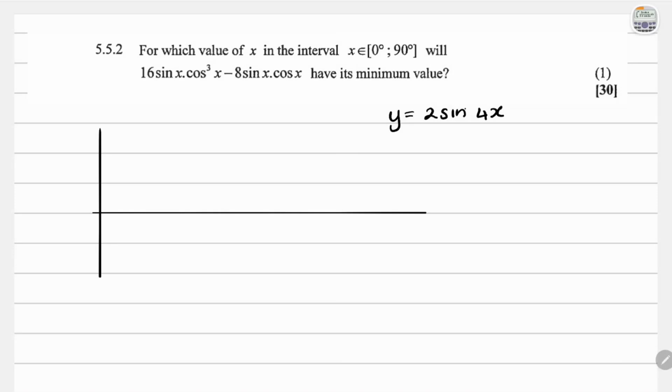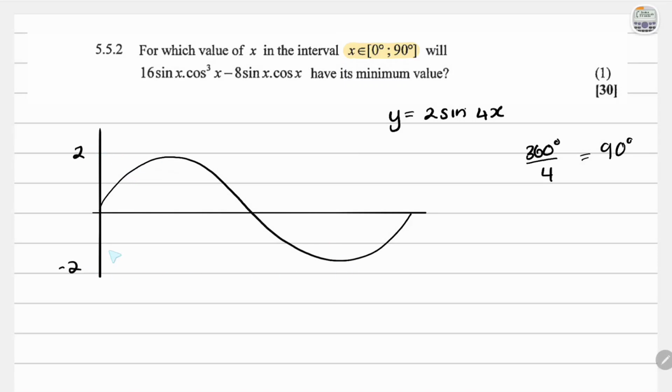The 4 is going to make your graph more narrow, okay? So it's not going to finish a cycle in 360 degrees anymore. It's going to finish a cycle in 360 degrees divided by 4, which is 90 degrees, which makes perfect sense. That's why they said where x is an element of 0 to 90 degrees. So you're still going to have a full sine graph, where the maximum is 2, because you see that 2 is the coefficient of sine, and the minimum is negative 2.